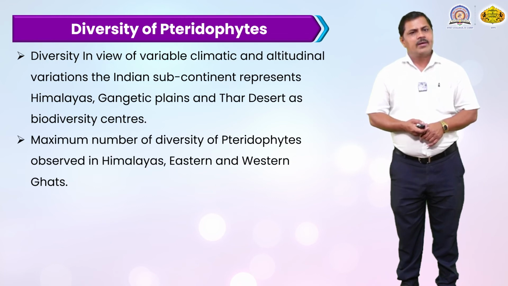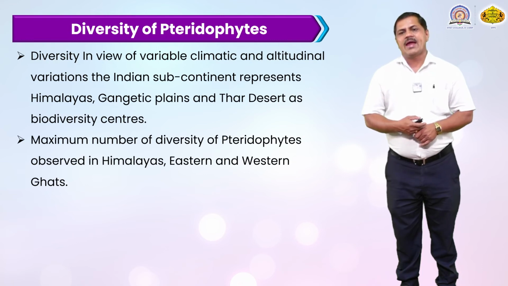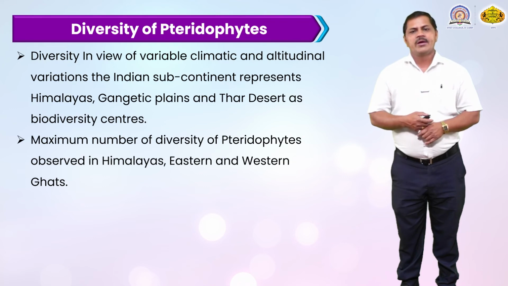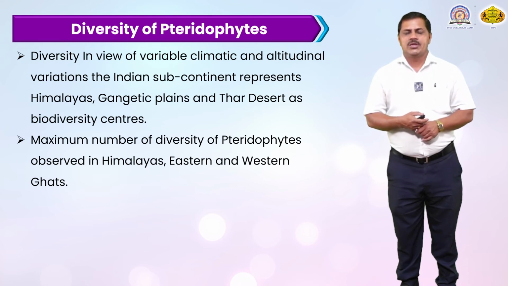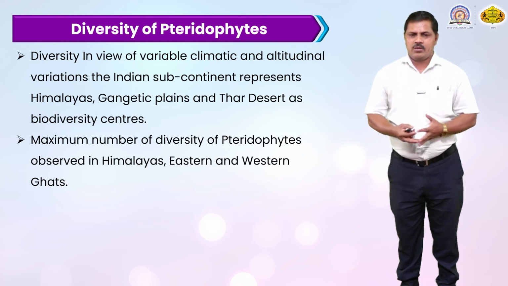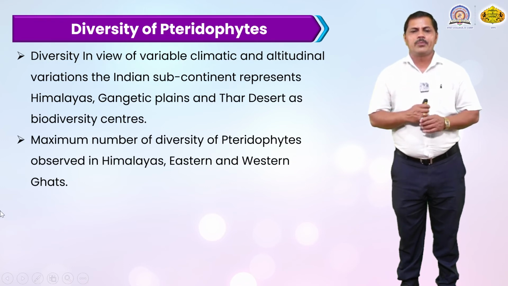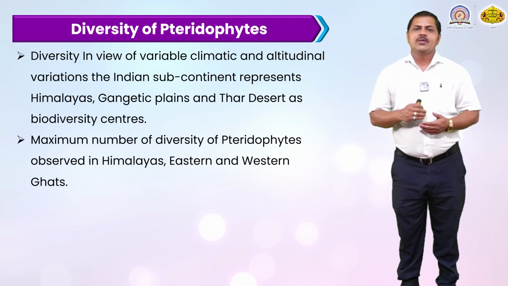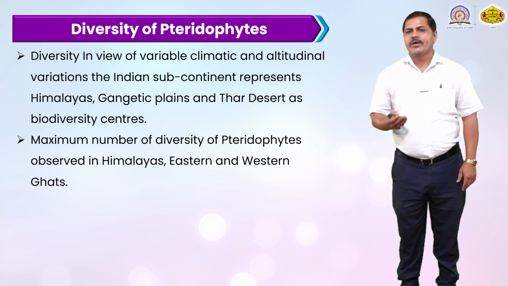Diversity of the pteridophytes. Diversity arises from variable climatic and altitudinal variation. The Indian subcontinent represents the Himalayan, Gangetic plain and desert regions as diversity centers. Means everywhere these pteridophytic plants can be distributed. The maximum diversity of pteridophytes is observed in the Himalaya. Most of the species, why? Because of the cold region, and hence most of the species occur in the Himalayan region.